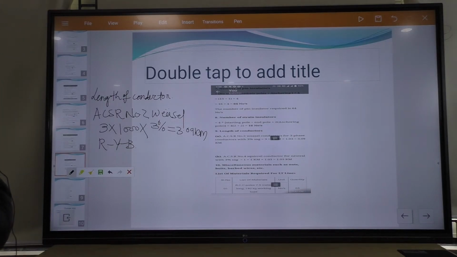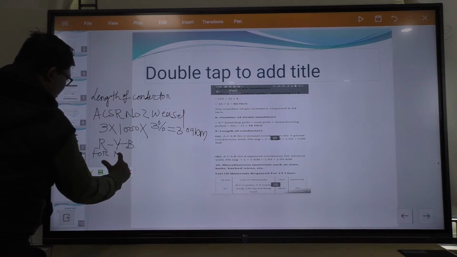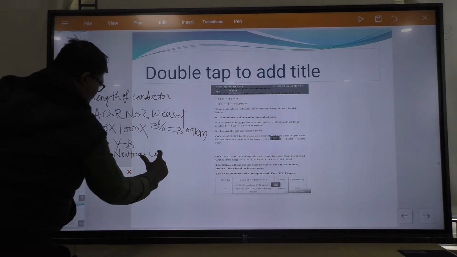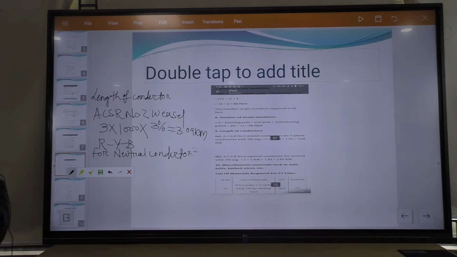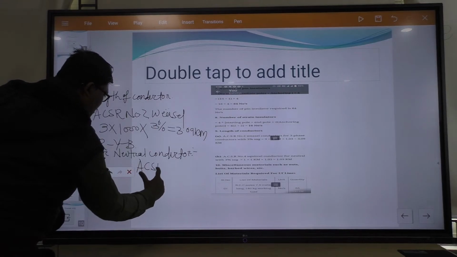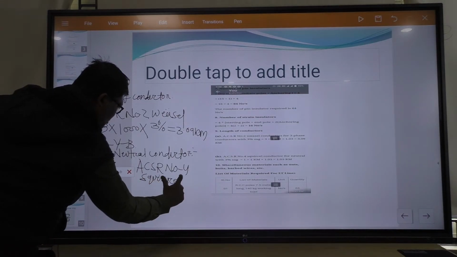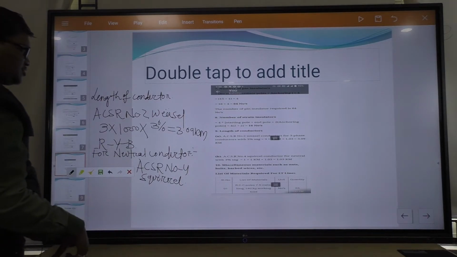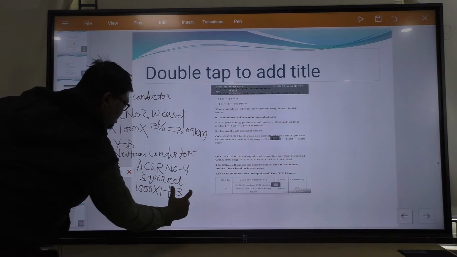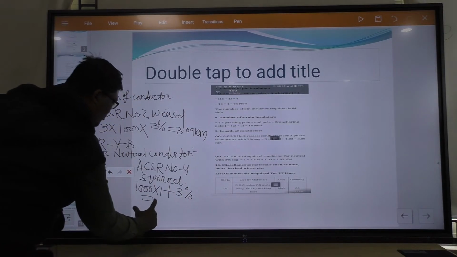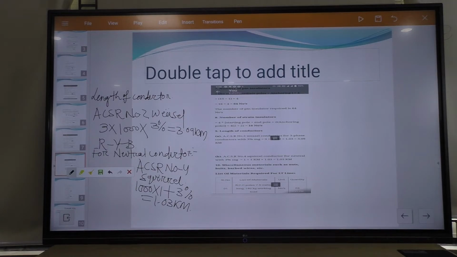Next, for neutral conductor, the specification is SCSR number 4 squirrel conductor. Total length is 1000, so 1000 into 1 plus 3% sag, so it will be equal to 1.03 kilometer. So this is the number of conductors required.